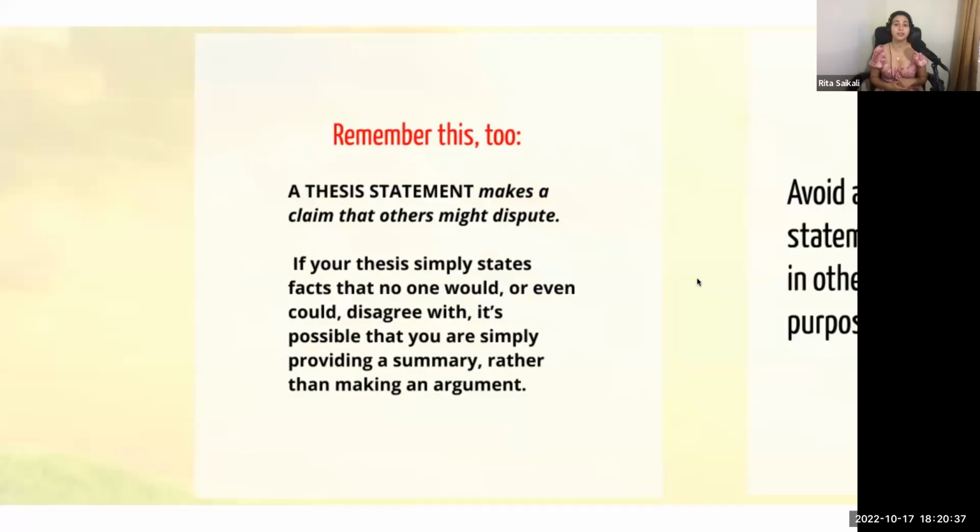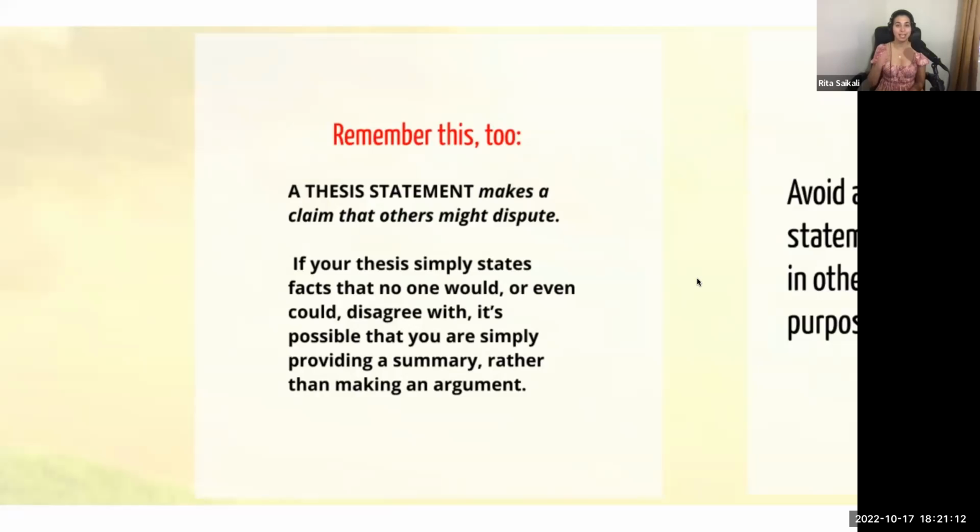All right. So a few things to remember. A thesis statement makes a claim that others might dispute. That means that other people might not agree with you. So if I say I'm strong, independent, and interesting, then other people may say, oh, well, Rita, you're not strong, you're not independent, you're not interesting, or whatever the case is. Obviously, in this example, I'm talking about myself, so people can't really tell me anything.